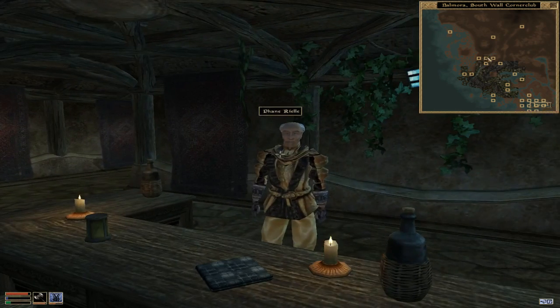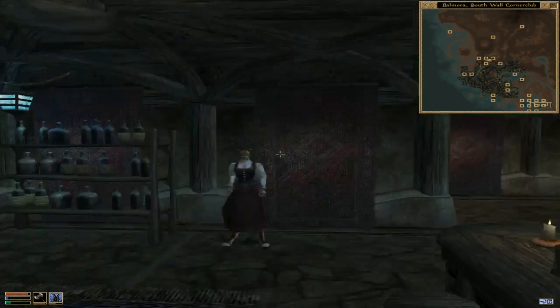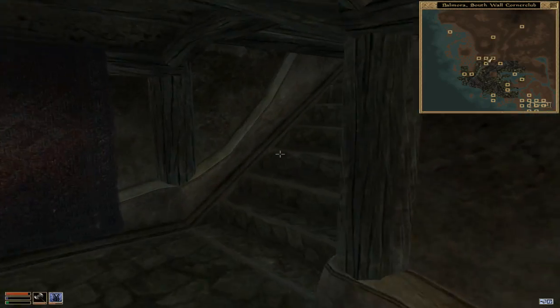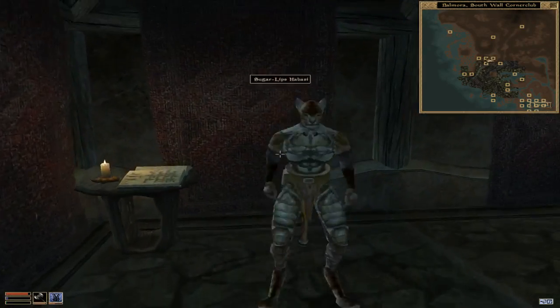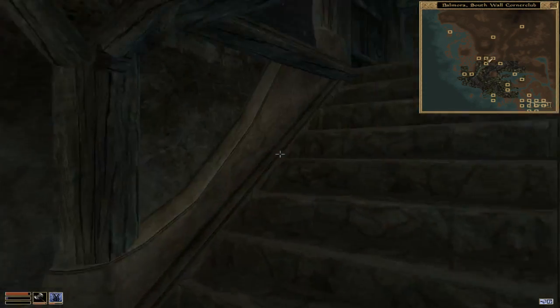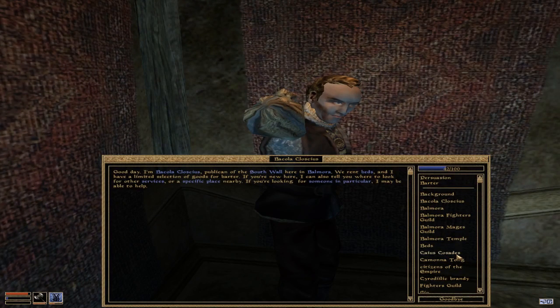Okay. Here's cassettes. Okay. So we need to find the owner. I think he's somewhere in this house. Maybe at second floor. Oh, here he is.